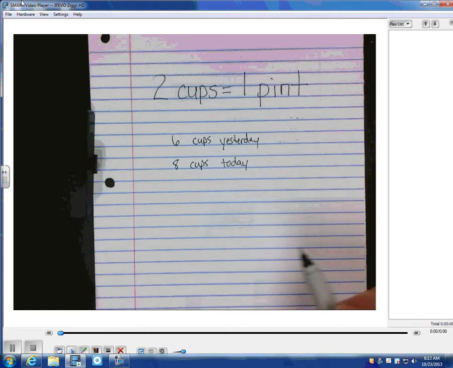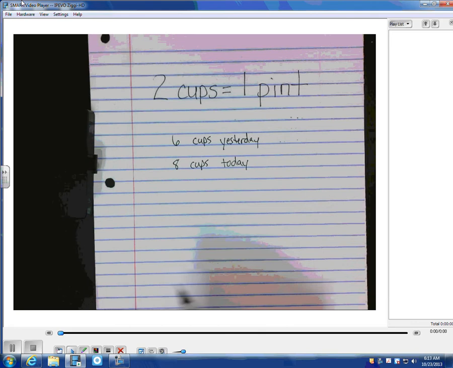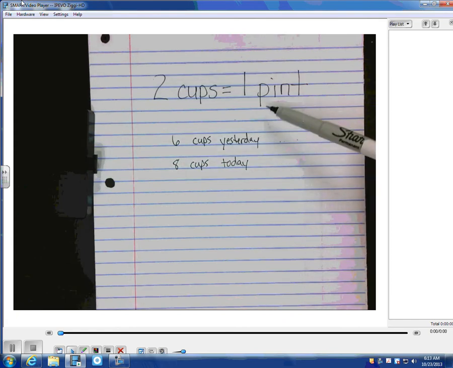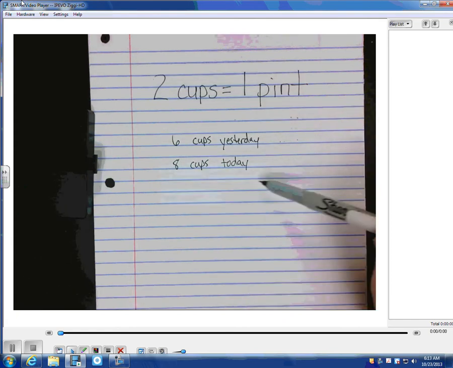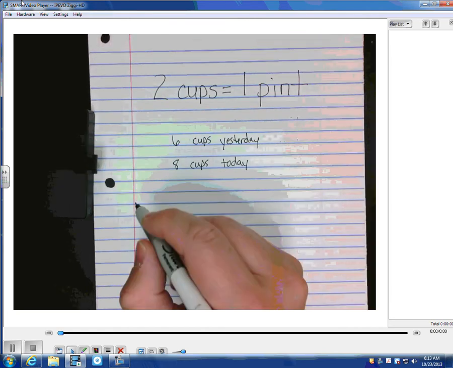Okay? So, first thing you need to do is figure out how many cups she drank in those 2 days. Because the question is, how many pints did Maria drink in all? So, we're going to have to convert this eventually from cups to pints. But first, let's figure out how many cups she drank in those 2 days. Okay, so you can do that part of this problem.